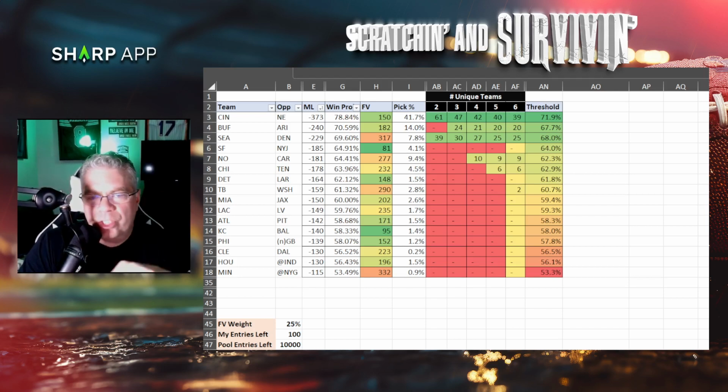Pick percentage, this is coming straight off of the Survivor Grid. And then what you have here is unique teams, 2, 3, 4, 5, 6. This is just a guide in my spreadsheet based on if you're playing a lot of options.